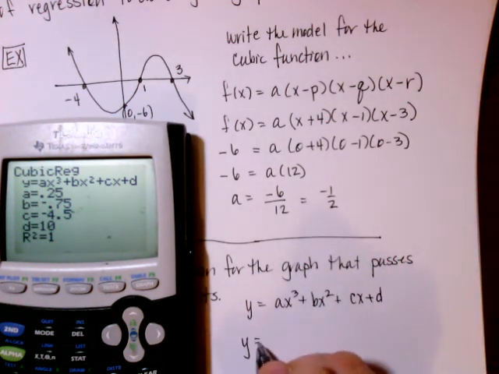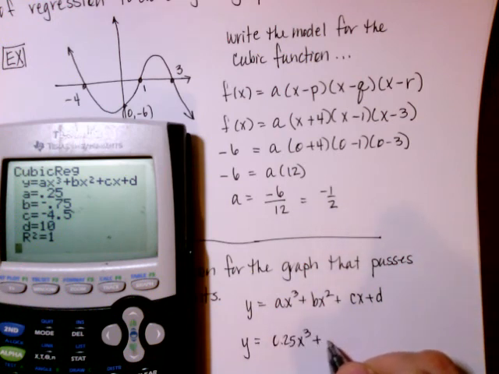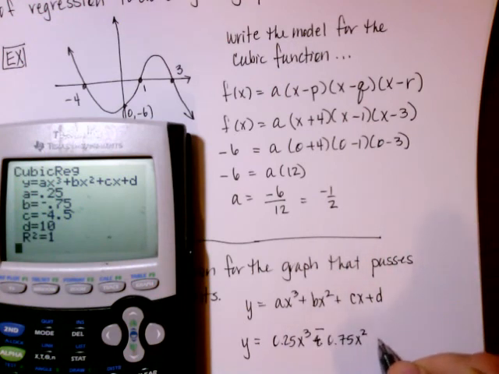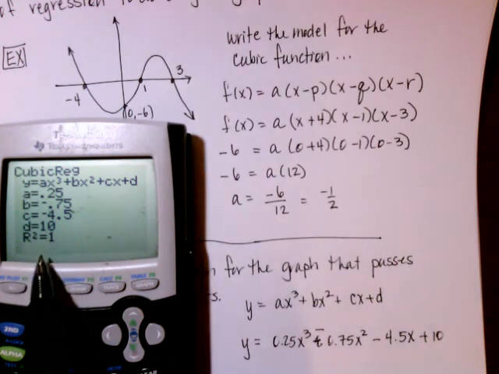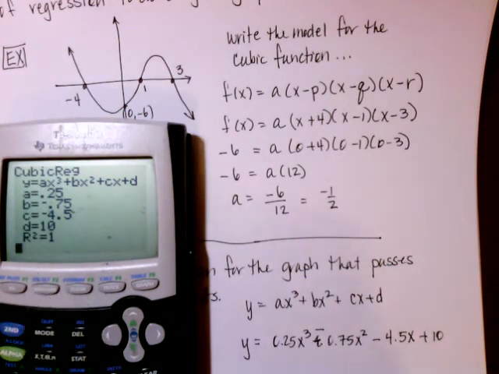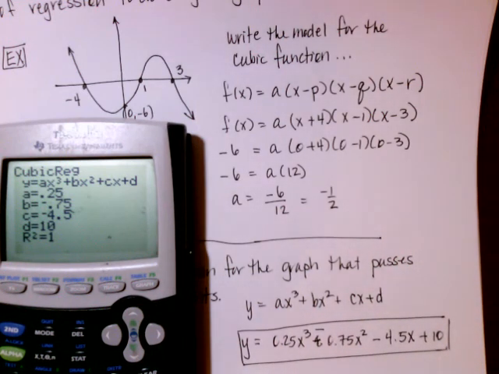So your solution would be y is equal to 0.25x cubed minus 0.75x squared minus 4.5x plus 10. It's okay if your calculator doesn't show you an R value. Later in the year we'll talk about what that R value means, but for right now it's not necessary. And then this would be your final solution, and that is going back and doing the regression analysis again.